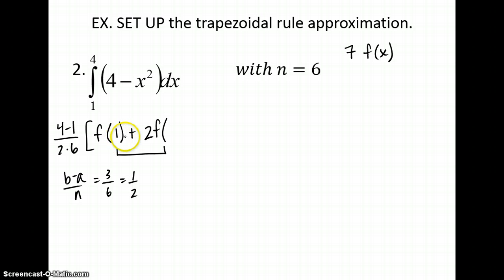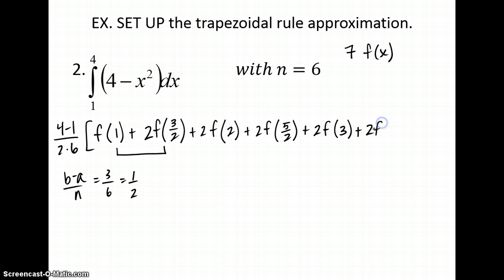function. So 1 plus a 1/2, that would give me 3/2, plus 2 times f of 4 halves, which would give me 2. F of 5 halves plus 2 f of 6 halves would be 3 plus 2 f of 7 halves. And then when I add the next half, that would give me 8 over 2, which is 4, which is my b value. So I don't double that. As a check, 1, 2, 3, 4, 5, 6, 7 values that I would have to plug into my integrand. The first and last coefficients are just 1, and all the middle terms have a coefficient of 2.